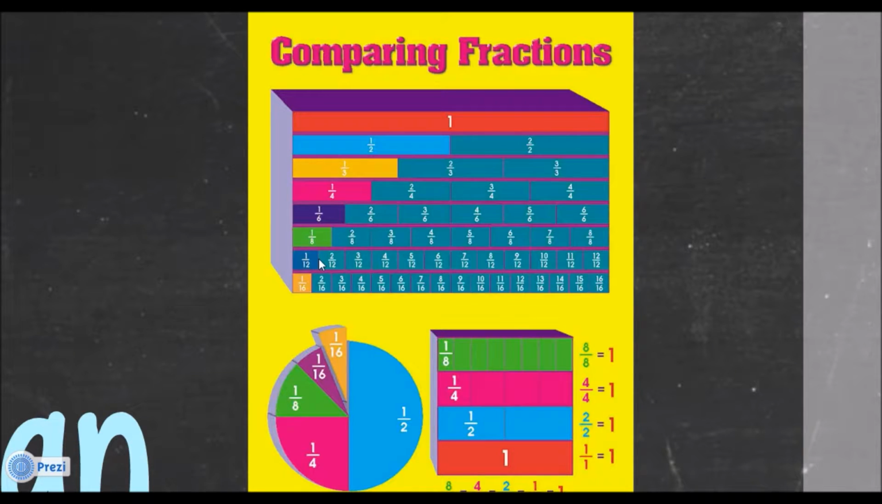Let's try it again. So if I'm looking at 12ths, and I look at, let's say, 4/12 and 7/12, well, 4/12 just goes up to here. 7/12 goes all the way. So 7/12 is larger than 4/12. Okay, pause and process if you need to.